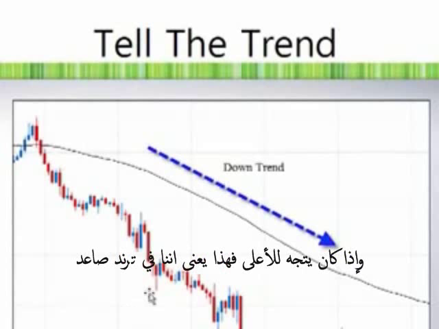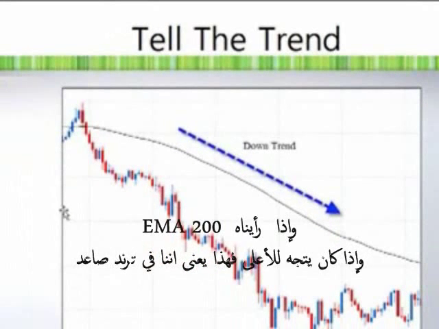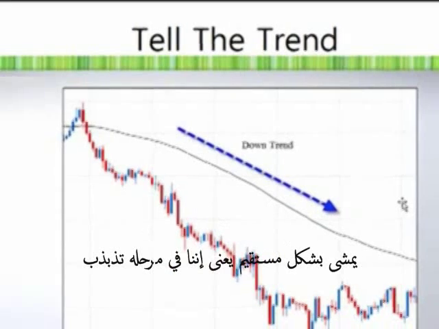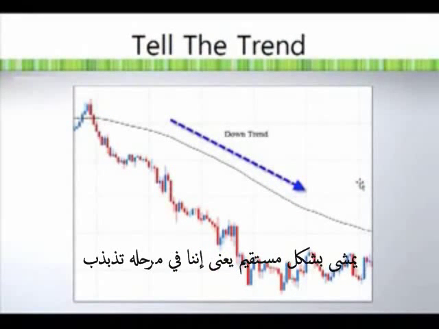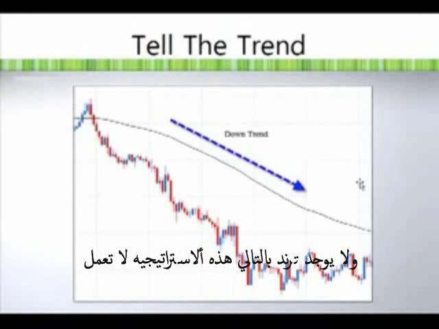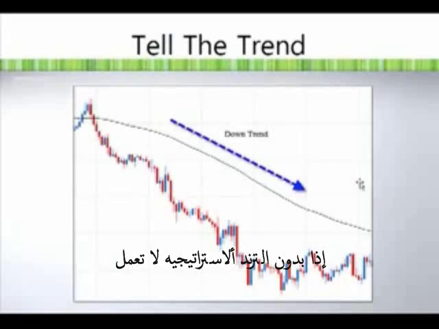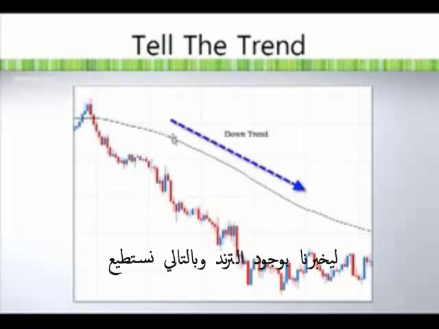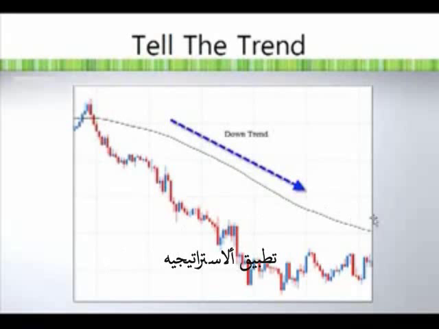If it's sloping upwards with a good gradient, it's actually an uptrend. If you see the 200 EMA pretty flat, you know that it's in a state of consolidation, and therefore there's no trend, and this strategy basically doesn't work. When there's no trend, this strategy doesn't work. What you need to do is wait for the 200 EMA to be sloping in a particular direction, and then you can start to apply this strategy.